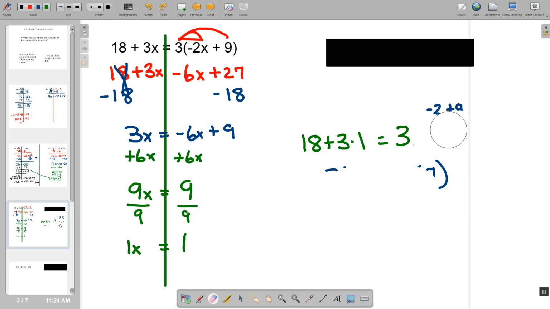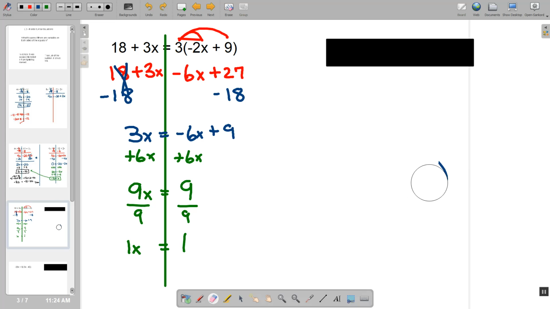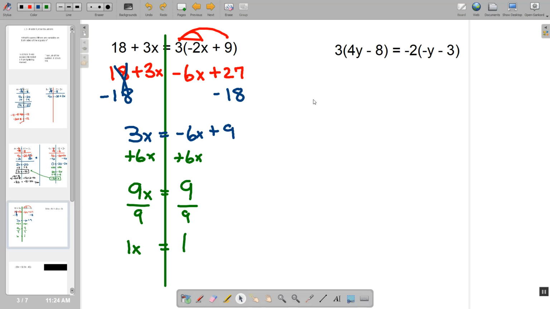Now, I moved my x's left. If I moved my x's right and my numbers left, I still would have gotten the same answer. But you get to pick which direction they go. So now this one on the right is about as hard as this section can be. So let's work through this one nice and slow together.